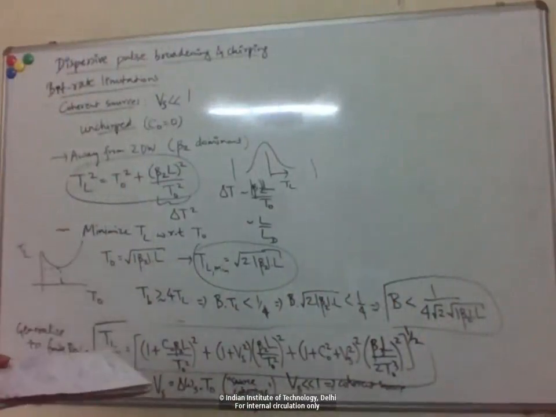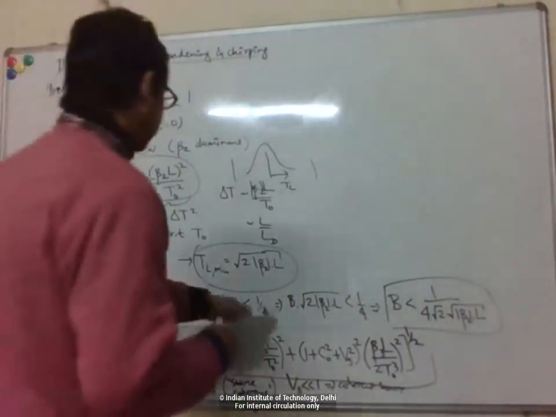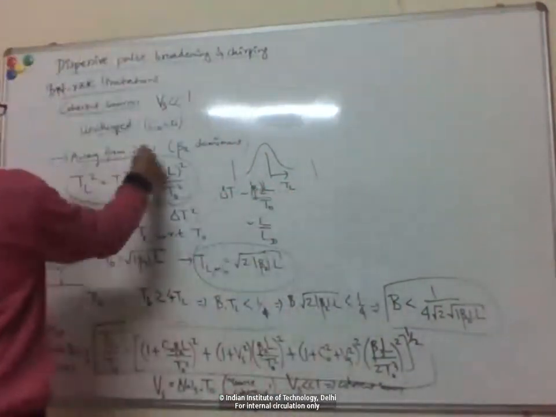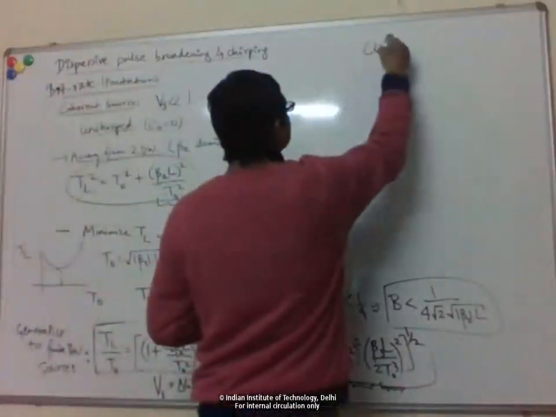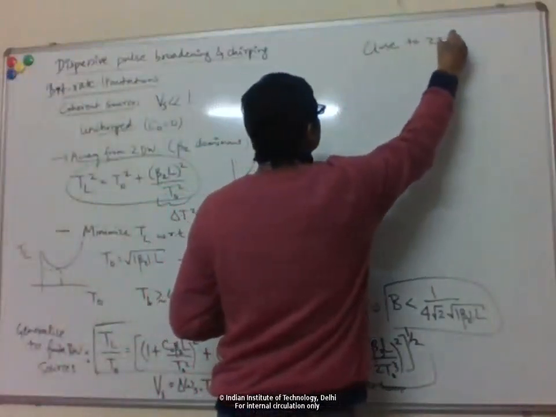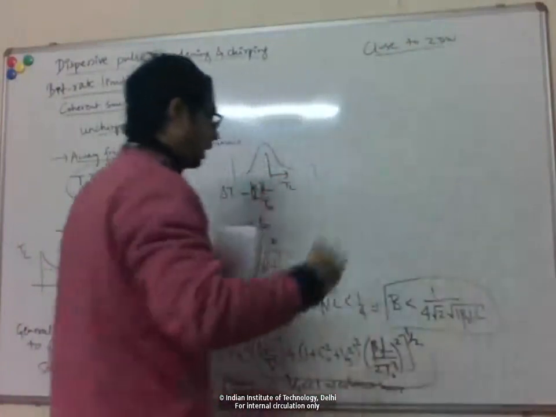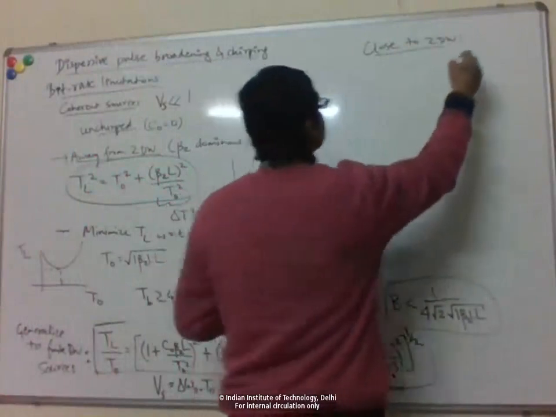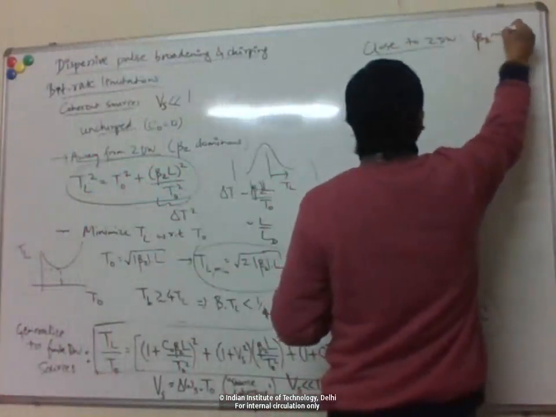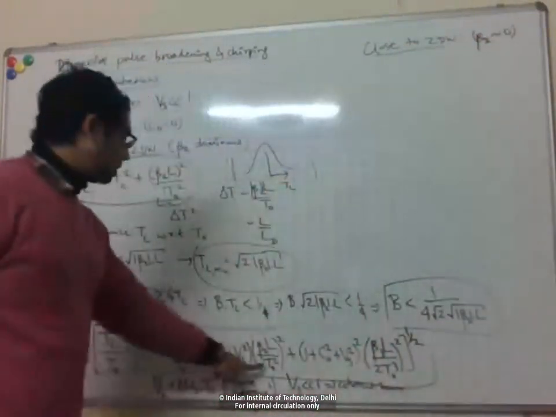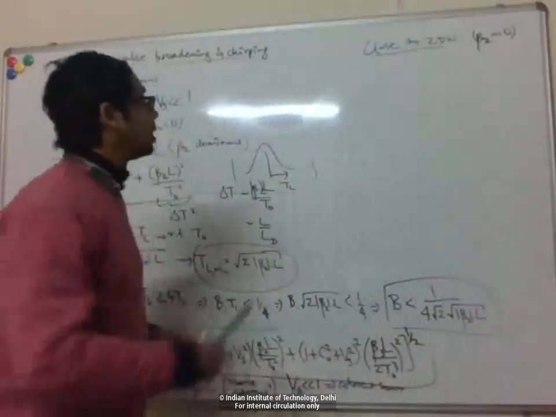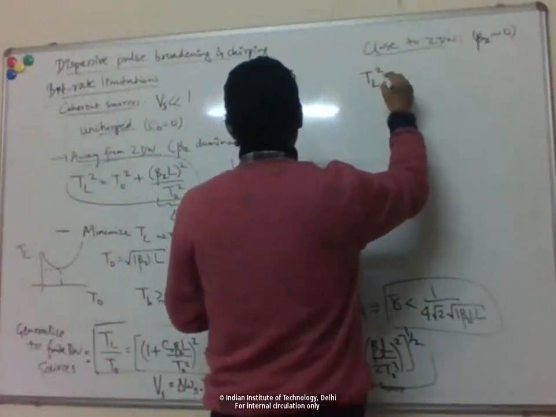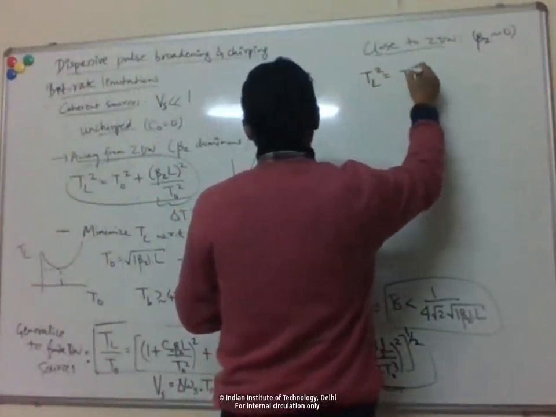We can also see the case where now let's say we go to close to zero dispersion. So of course we can improve things, right, by going close to the zero dispersion wavelength. So here beta 2 is 0. So we neglect this term and now we only have beta 3. So you can see then TL can be written like this.